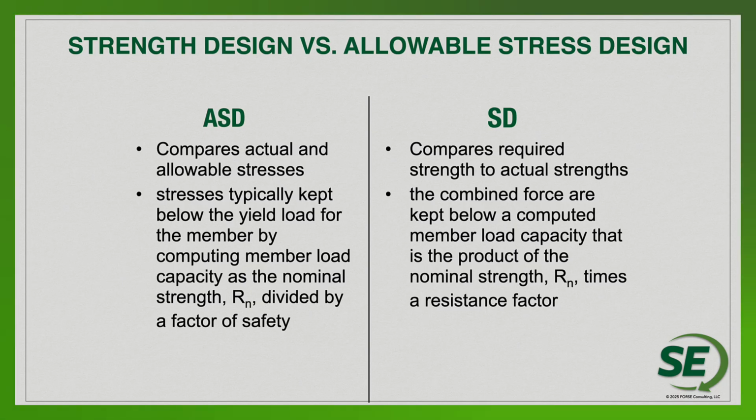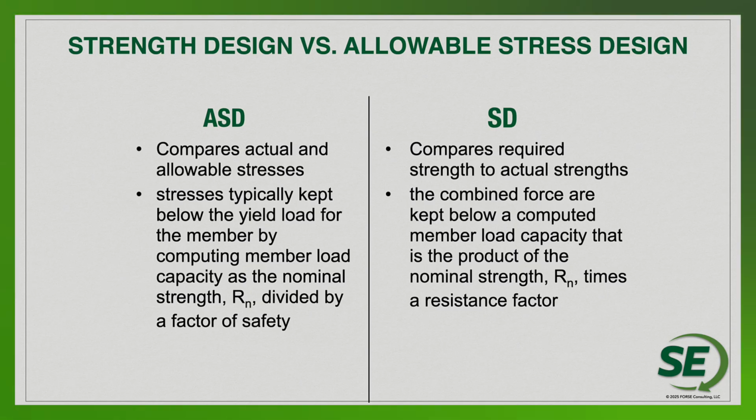So ASD is going to be comparing the actual and allowable stresses. Stresses are typically kept below the yield load for the member by computing member load capacity as the nominal strength divided by a factor of safety. And then strength design is going to be looking at the required strength to the actual strength, with combined forces kept below the computed member load capacity as a product of the nominal strength times the resistance factor.